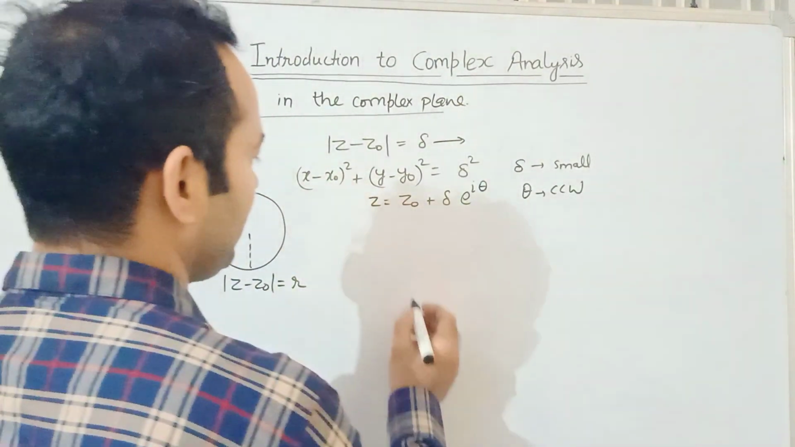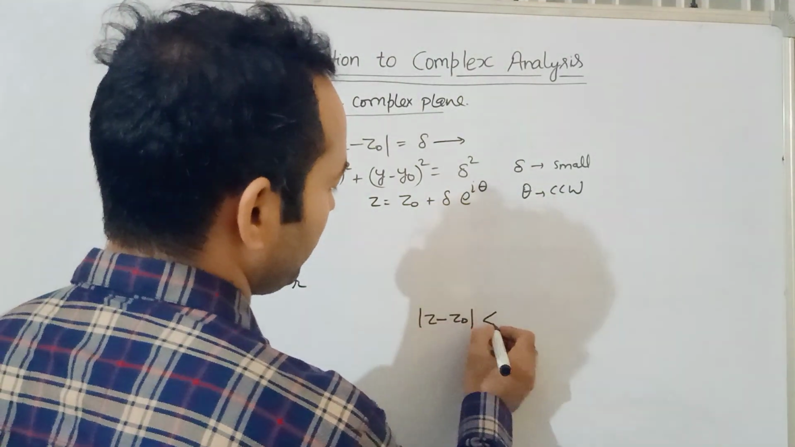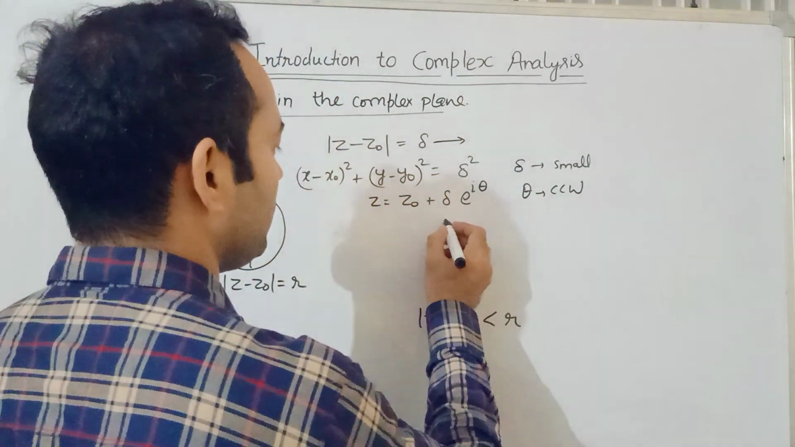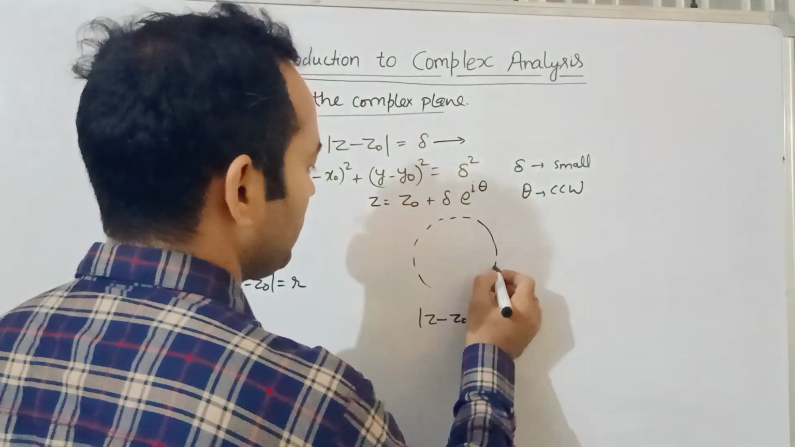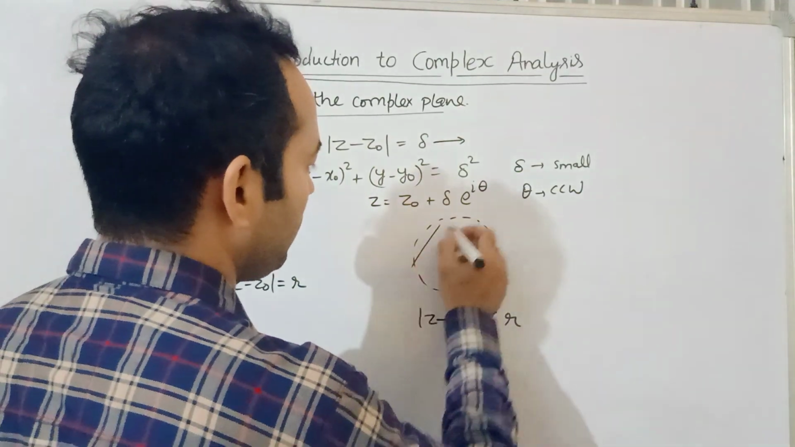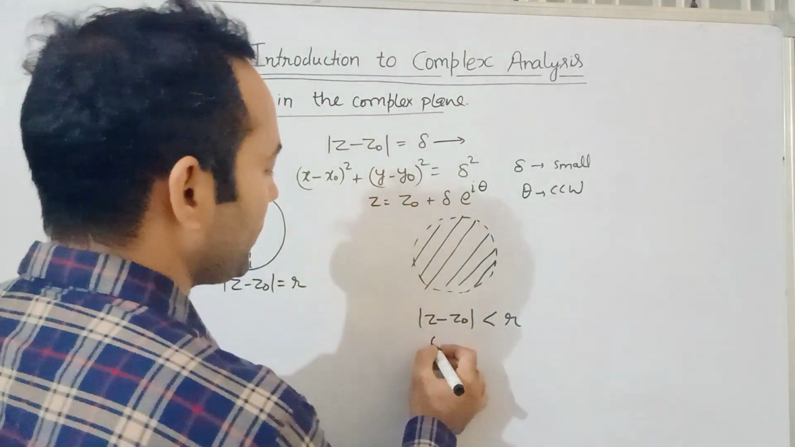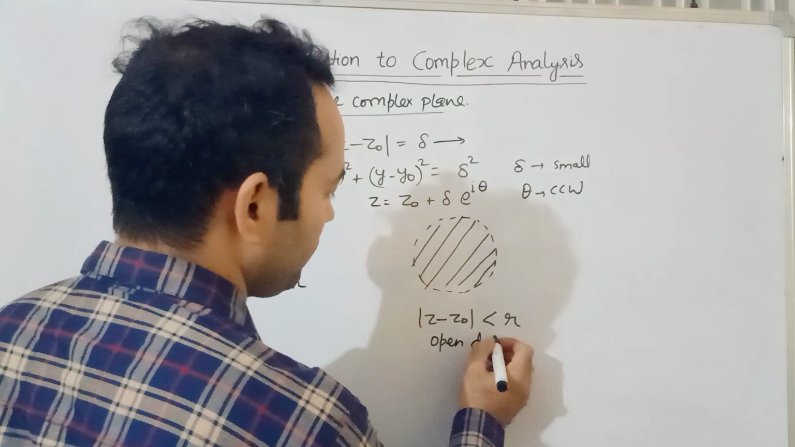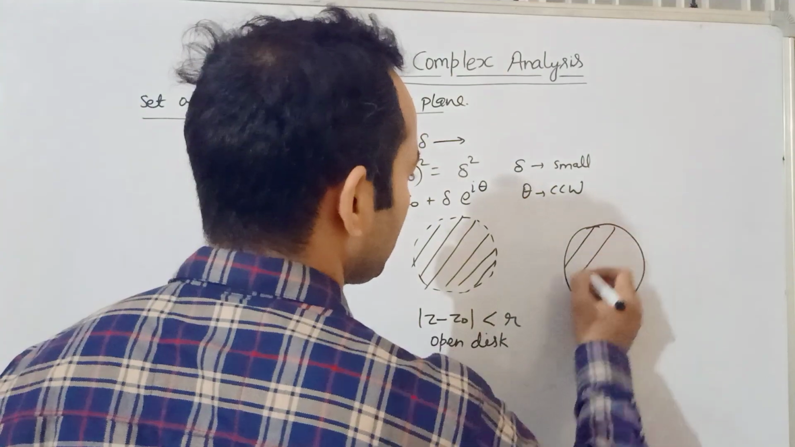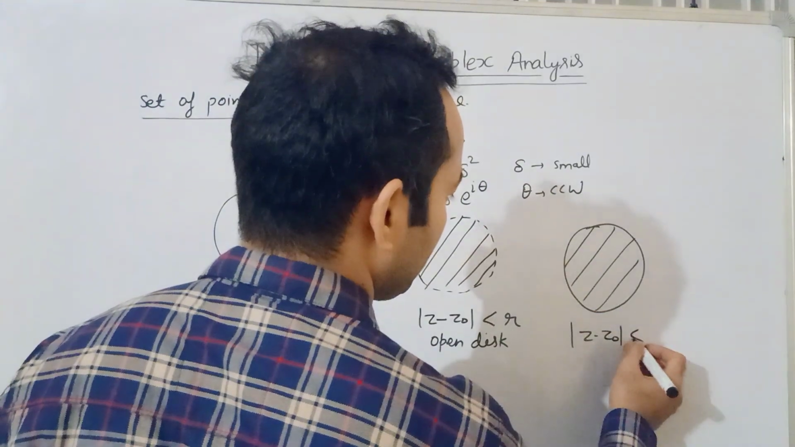Now if I say plot a geometry for this, mod of z minus z0 less than r, this circle is dotted by the way. So all this region, every point within this except on the circle, it is called open disk. Now what would be closed disk? Of course you understand, if you will include points on the circle, then that would be closed disk.